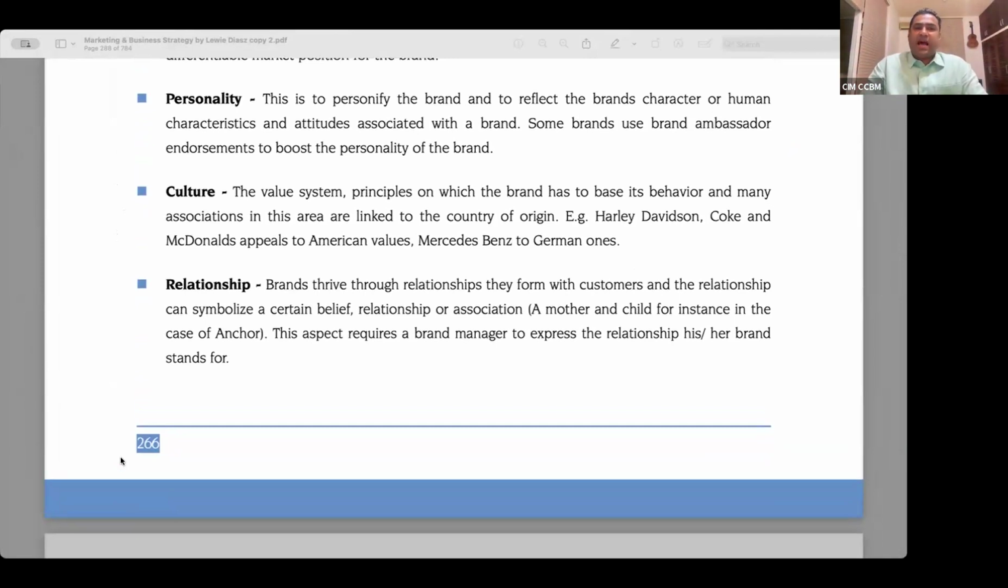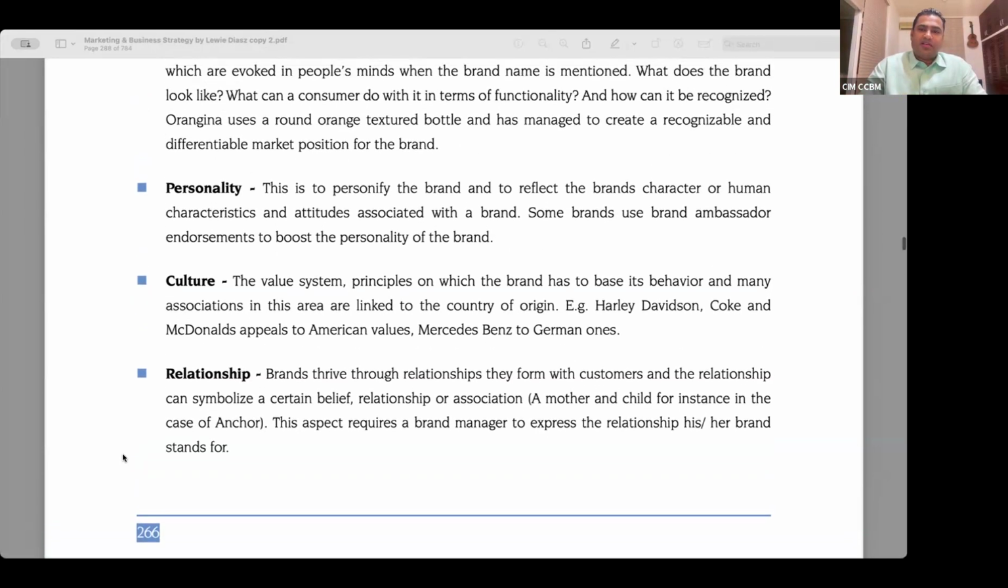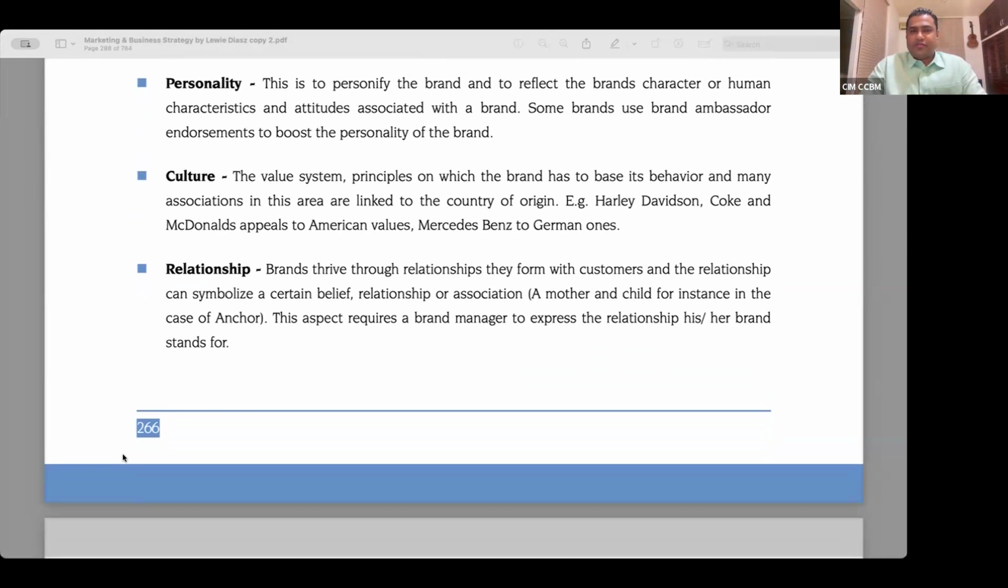Sometimes you might use a brand ambassador, just like you have football stars used by different brands. Mbappe, Ronaldo, Messi. In the basketball world, you have Michael Jordan used by Nike, right? So you can see how the person really has the personality. Tiger Woods was used by Nike. The personality of that brand also has been formed by the person.